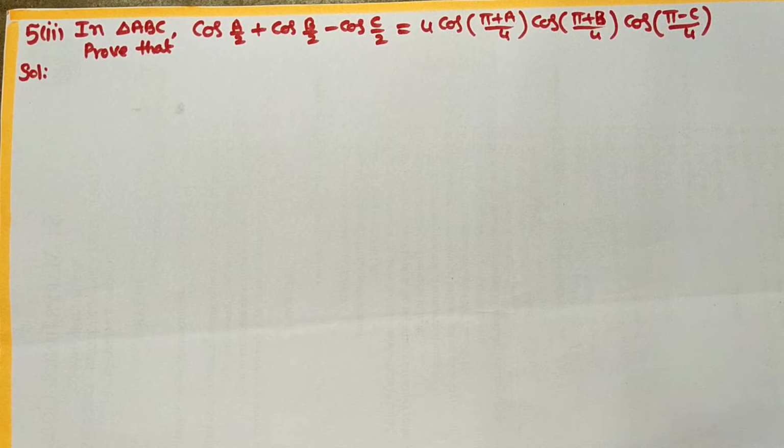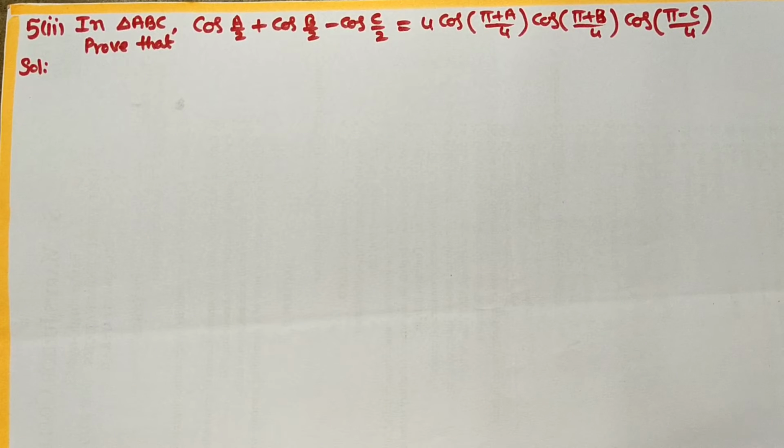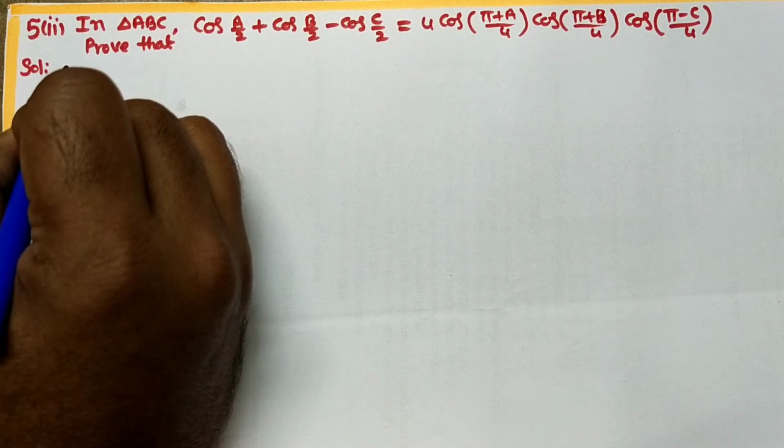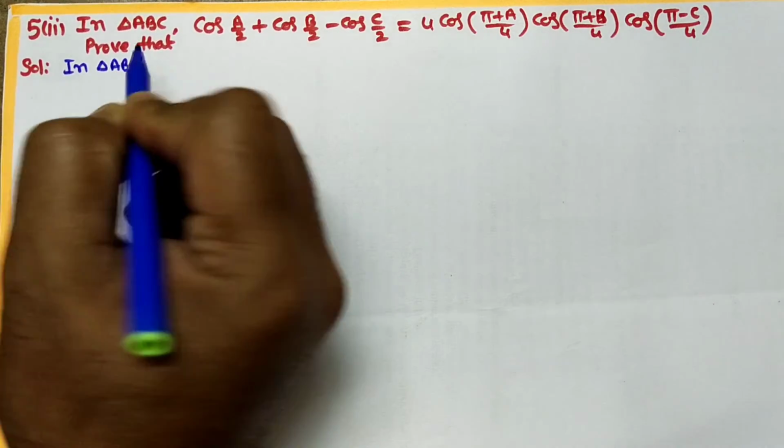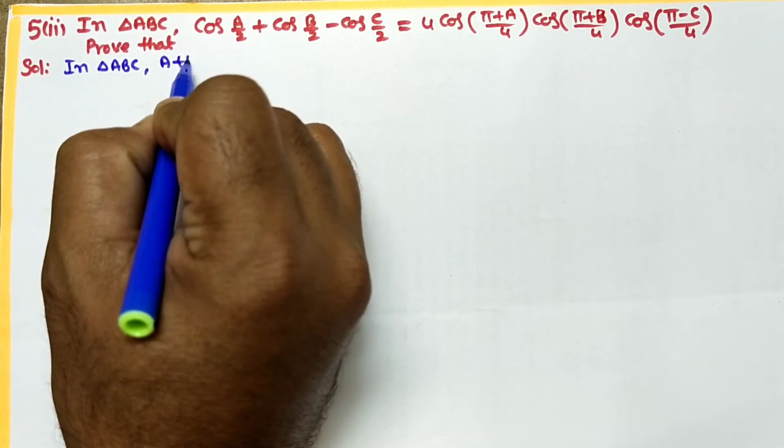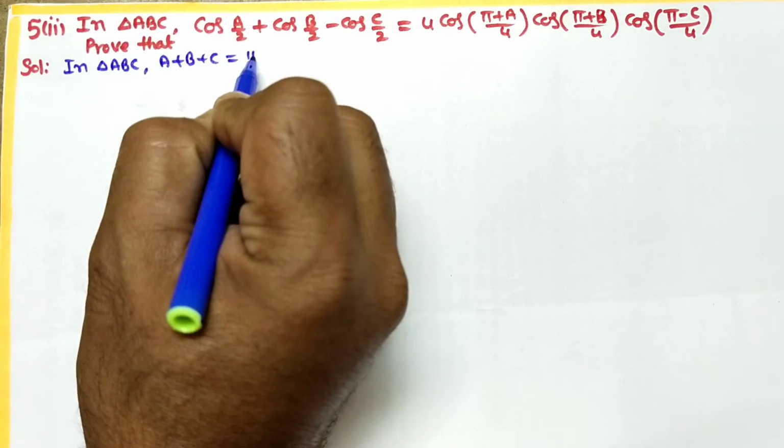The next question. In triangle ABC, prove that cos a by 2 plus cos b by 2 minus cos c by 2 equal to 4 into cos of (pi plus a) by 4, cos of (pi plus b) by 4, cos of (pi minus c) by 4. So like the previous problem, consider LHS. Before that, in triangle ABC, we have a plus b plus c equal to pi. Sorry, pi.